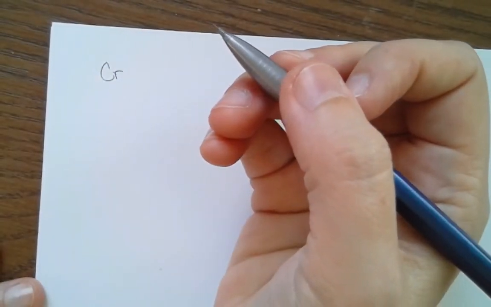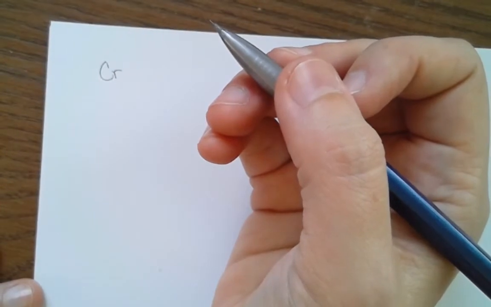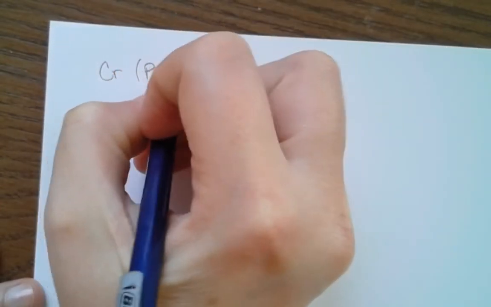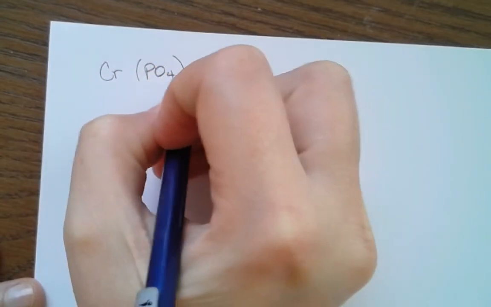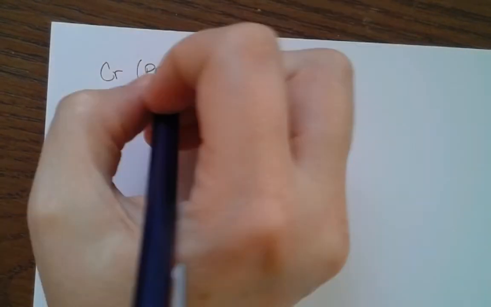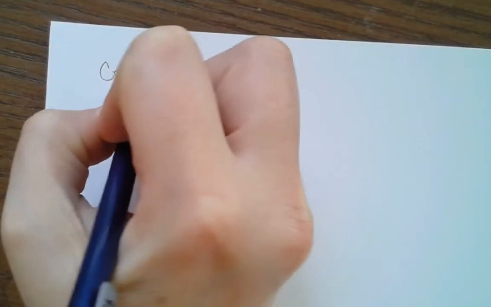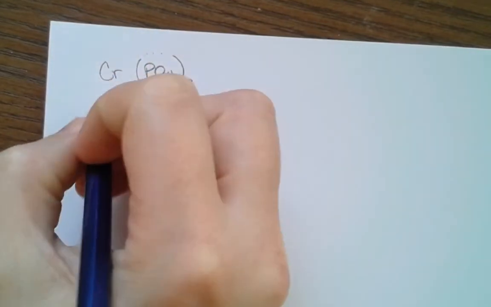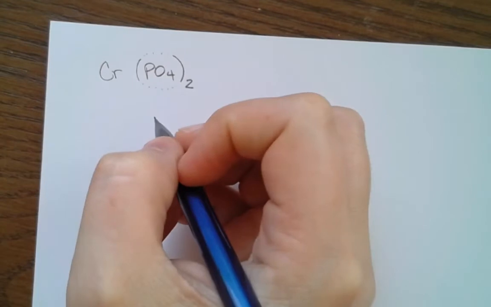Okay, we're going to do this one. I'm going to show you a bunch of things in this one. This one gives you the clue. Here's your polyatomic. It kind of looks like a circle. So your cation is your Cr.